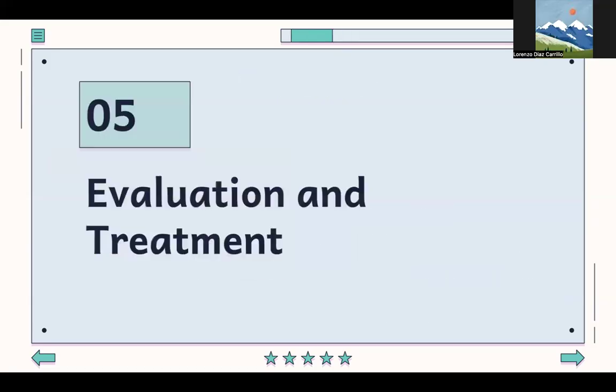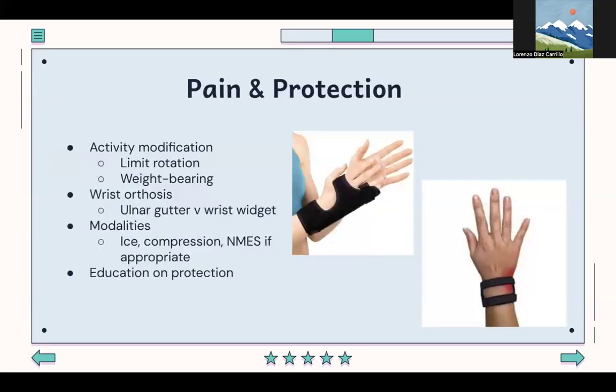Let's look into the evaluation and treatment. Initially, your primary goal will be to reduce pain and protect the injured TFCC, and that's at the forefront. You'll want to inform the patient to avoid heavy lifting, rotation activities, and pushing through the wrist for the initial time being until we can reduce that pain. Orthoses like the ulnar gutter splint or the wrist widget can help unload the TFCC and promote healing.